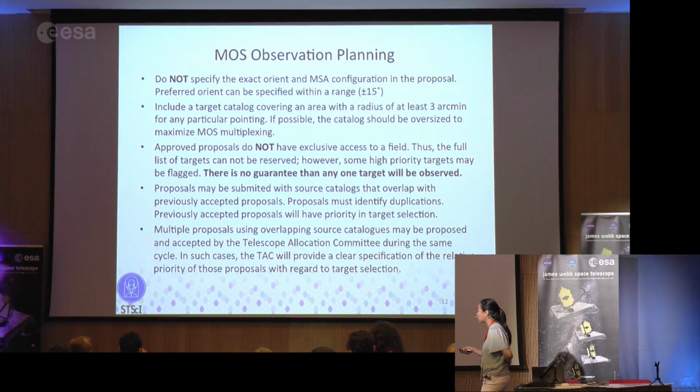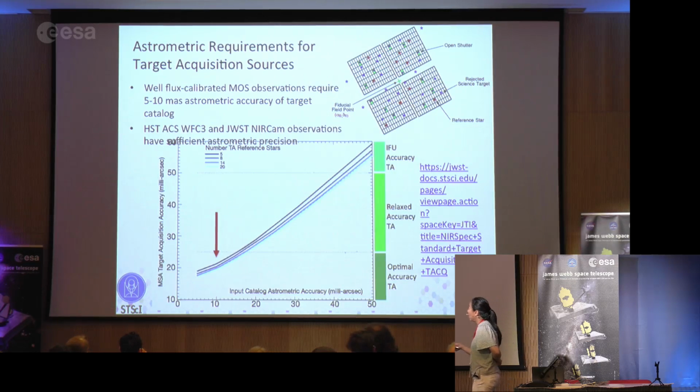So multiple proposals using overlapping source catalogs may be proposed and accepted by the TAC during the same cycle. And in such cases, the TAC will provide a clear specification of the relative priority of these proposals.